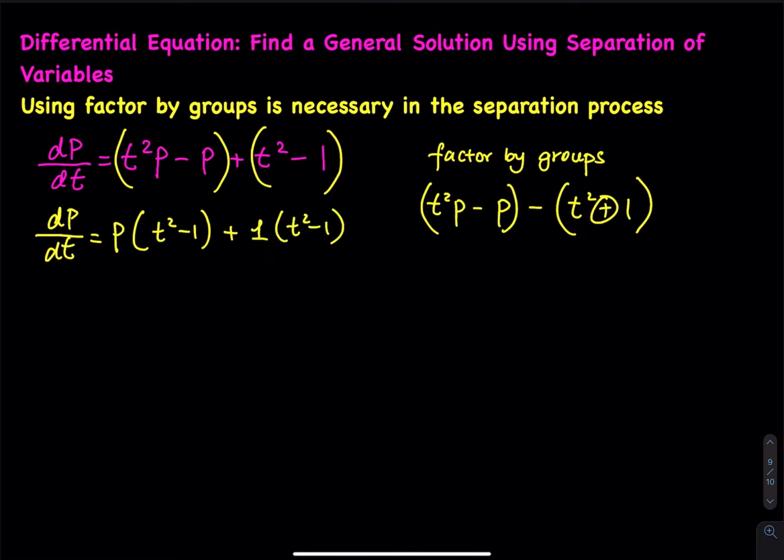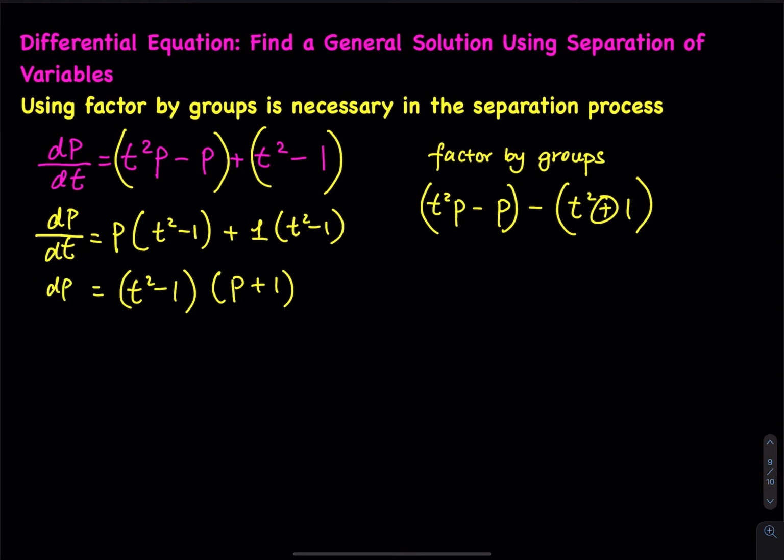And then for the next step, since they both have a t squared minus 1, I'm going to factor out the t squared minus 1. And then if you just cover up the t squared minus 1, what else do you see? You see a p plus 1, right? So now we have 2 factors. One has a t in it, the other one has a p in it. So the factor by groups is done and successful.